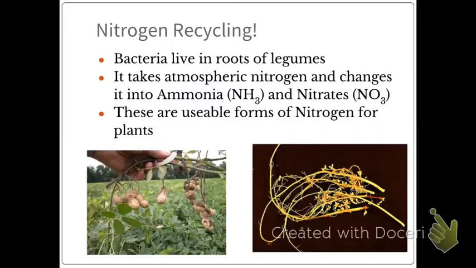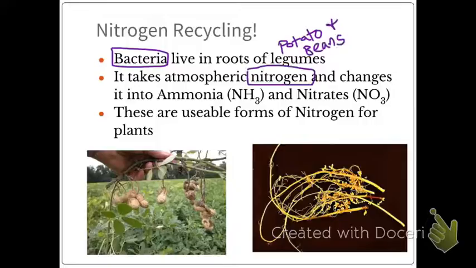Nitrogen recycling. Bacteria live in the roots of legumes. Legumes, potatoes, or beans are examples of legumes. These bacteria take atmospheric nitrogen and change it into ammonia and nitrates. And these are usable forms of nitrogen for plants. And that's really, really important because nitrogen in and of itself, N2, is not usable for plants. But nitrates here and ammonia here are very usable for plants.